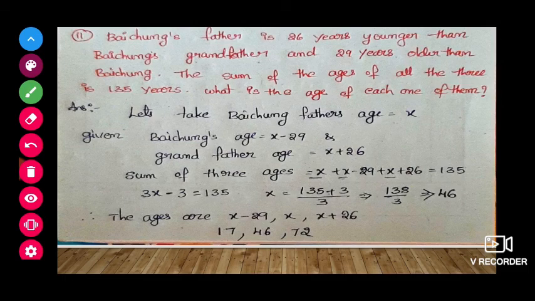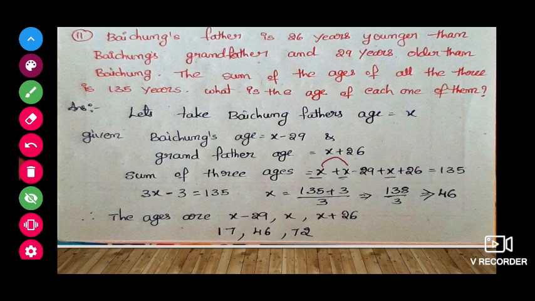Then the grandfather's age. The father is 26 years younger than the grandfather, so if I add 26 to Bai Chung's father's age, then we will get Bai Chung's grandfather's age. Now the sum of these three ages will be 135, they have given. So all three ages: x plus x minus 29 plus x plus 26. All the three ages will be 135.